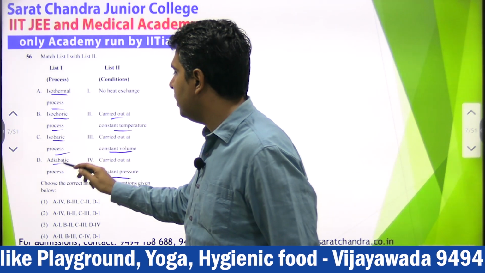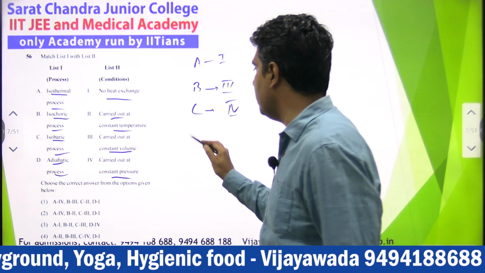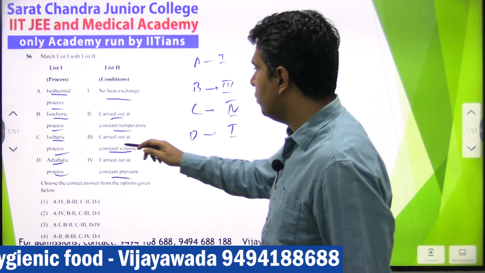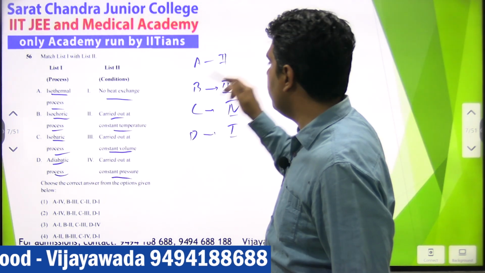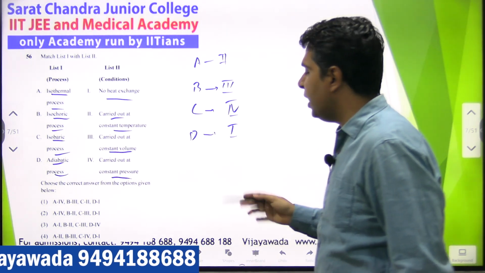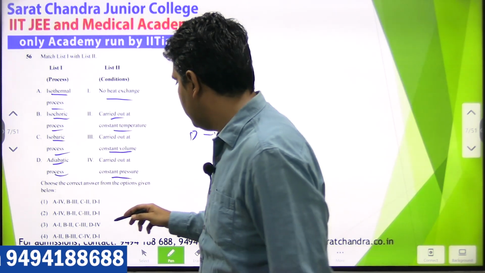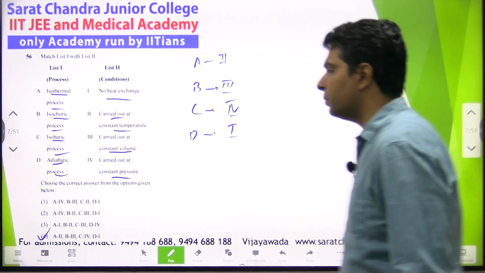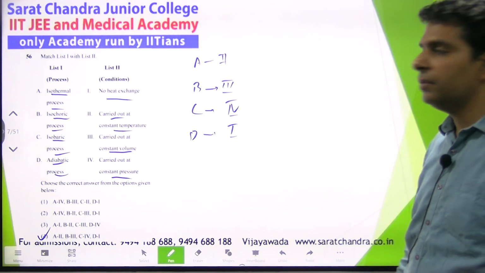And adiabatic, there is no heat exchange with the surroundings. So D is corresponding to 1. So A is corresponding to 2, constant temperature. So A2, B3, C4 and D1. So that will be the 4th option. So this will be the correct answer.